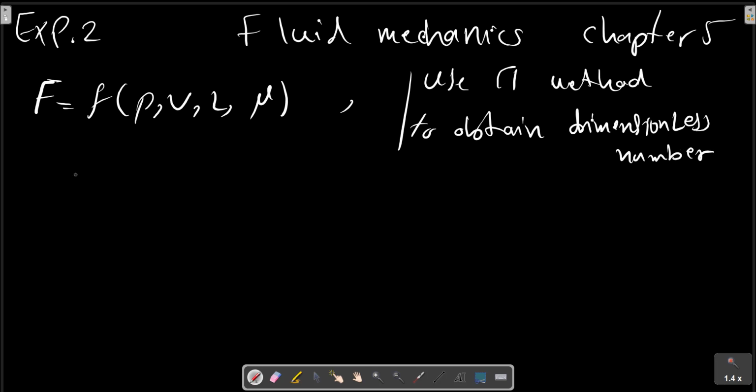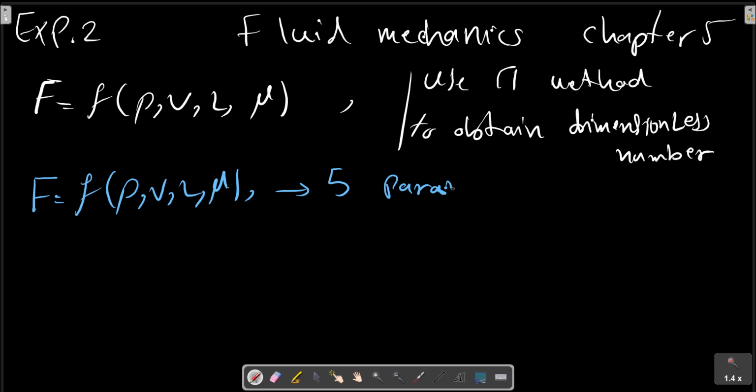So at first we should write F equals a function of rho, V, L, and mu, and we have in this case 1, 2, 3, 4, and 5 parameters. We should use a table for our 5 parameters to write their dimensions.